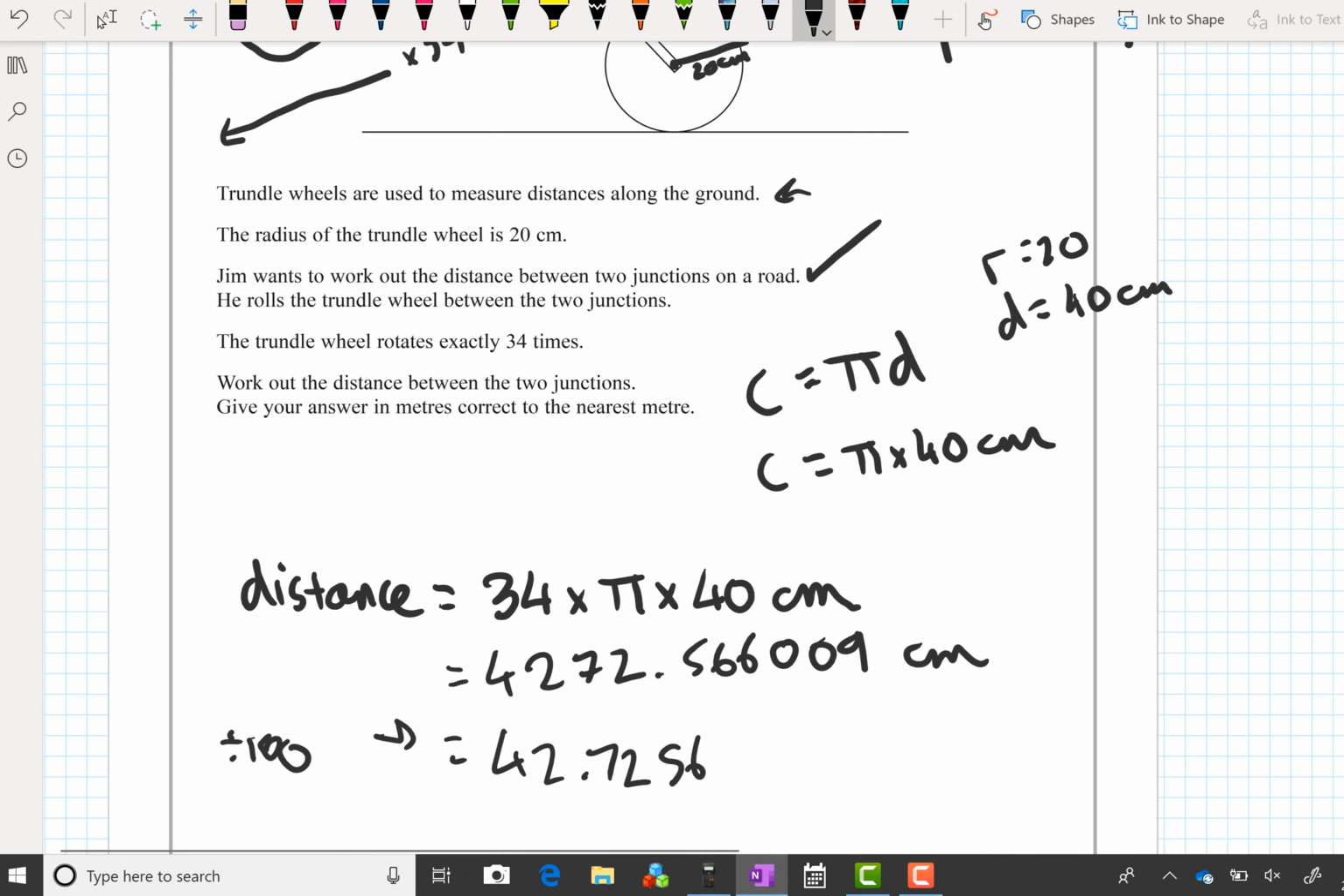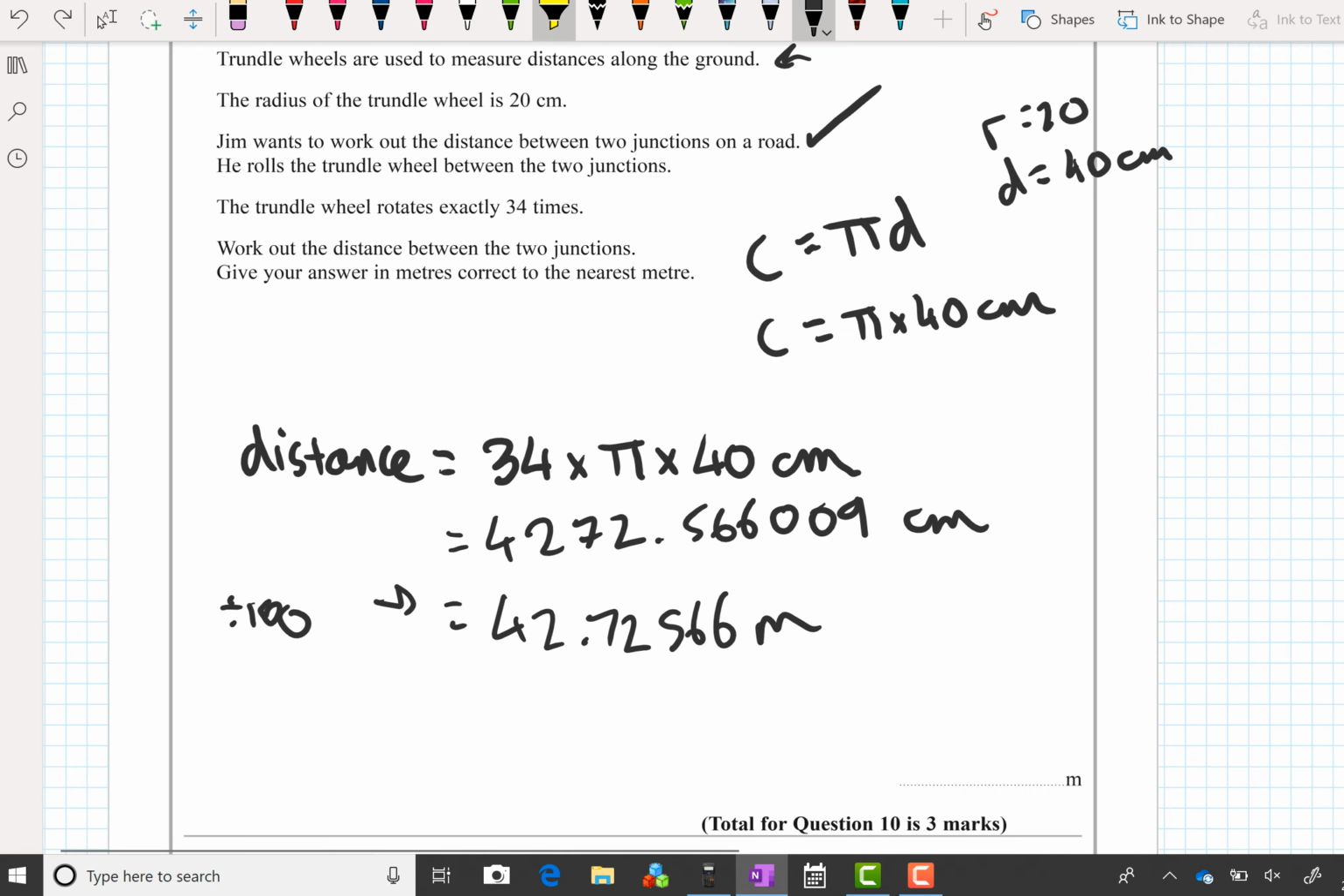42.72566 meters. Oh God, what am I doing? Give your answer in meters, correct to the nearest meter. Well, the 7 there will round up the 2 in the 1s, which is going to be 43. 43 meters. Looks like a decent size between the two junctions, for whatever it's worth.